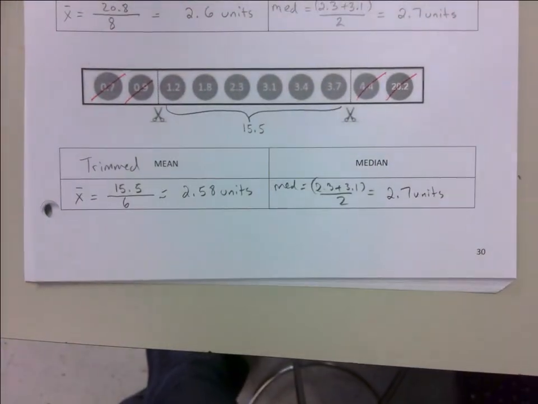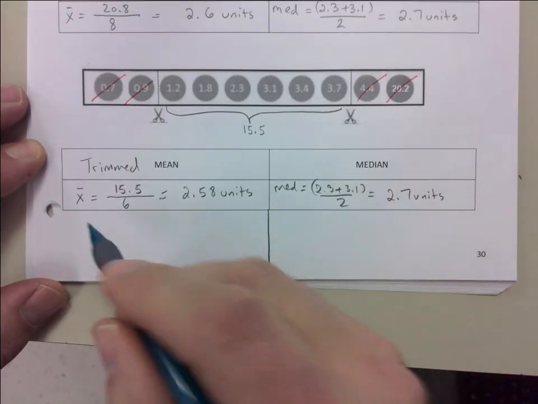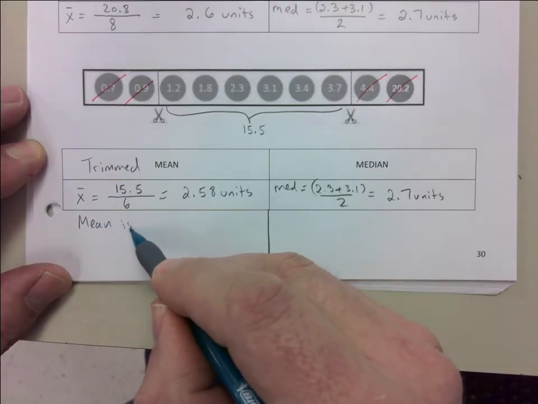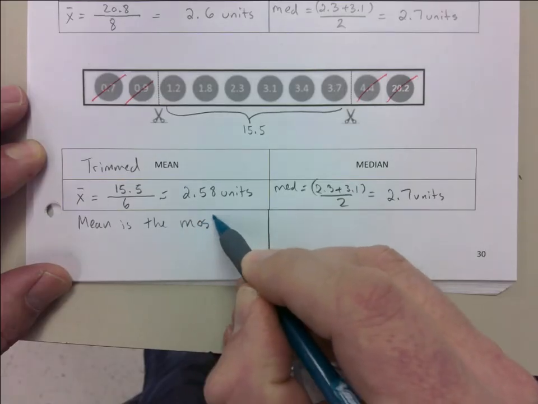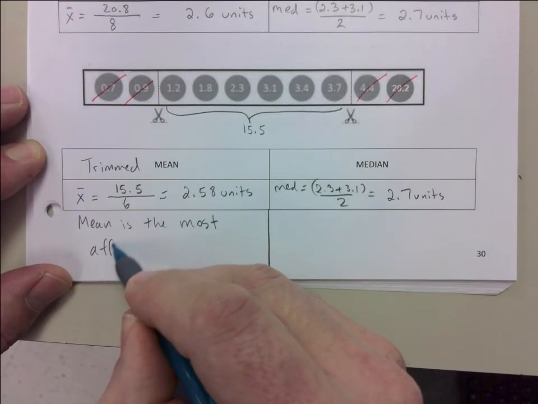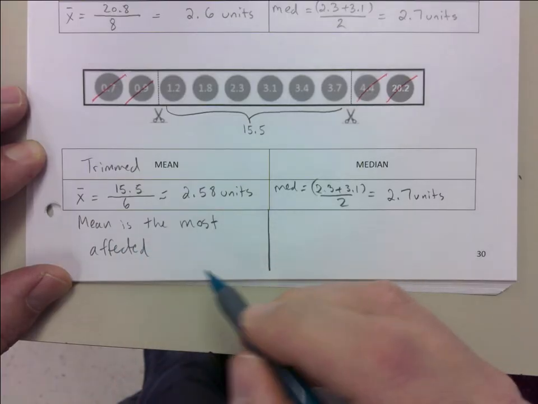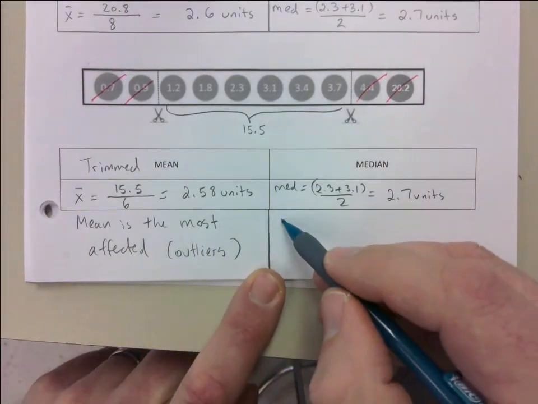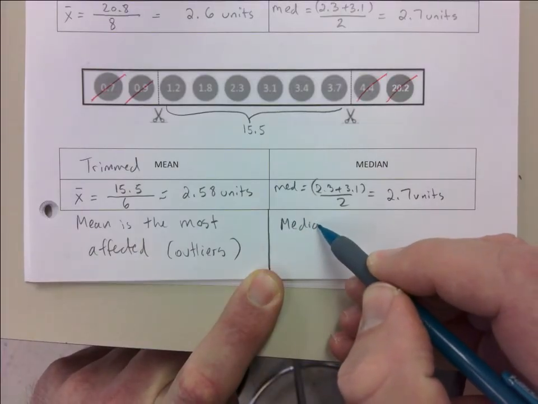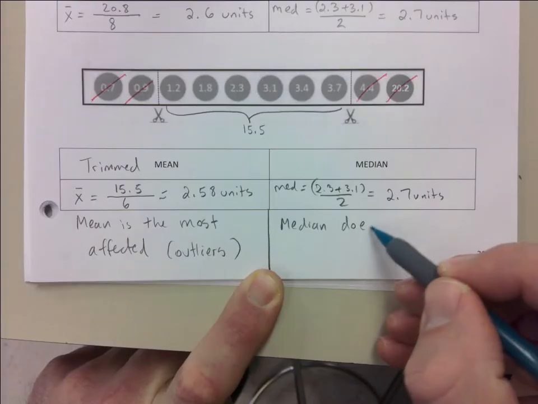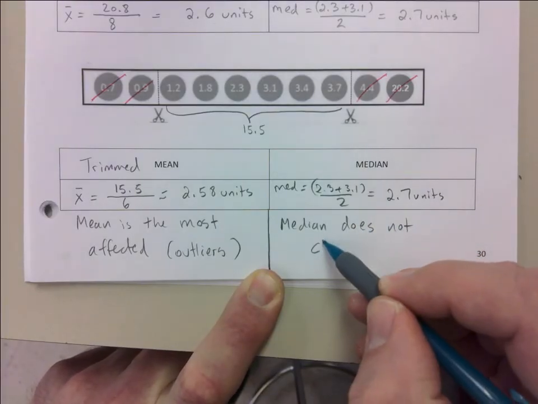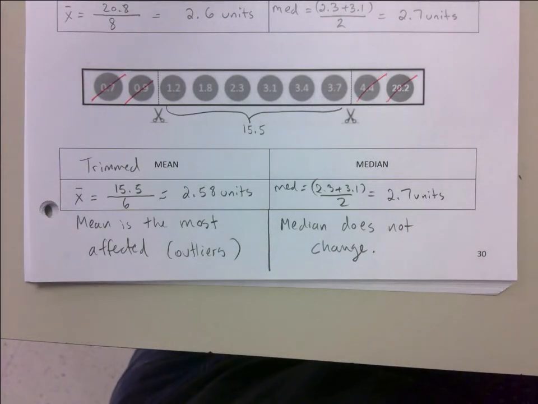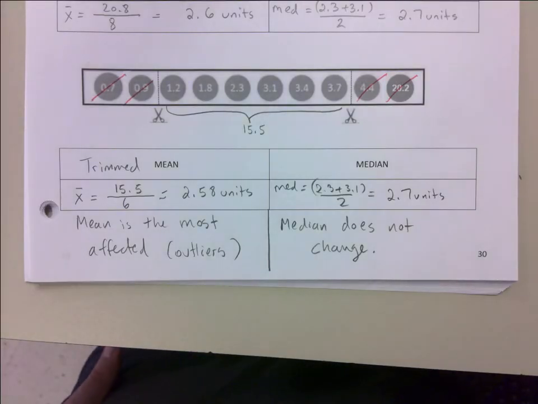And here we add the last little bit of information. Mean is the most affected due to the outliers. Median does not change. When you're performing a true trimmed situation, if you're trimming the same amount, the median will not change. Yes?